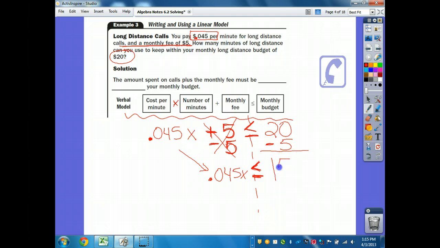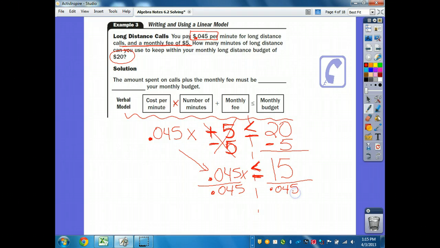Now I'm down to $15, because I have to take the $5 fee out. So now I have $15 left to spend for the month at 0.045 cents per minute. What do I do with my last step? Divide both sides by 0.045.